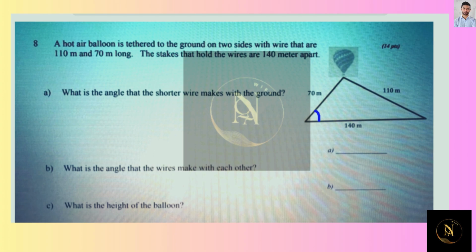All right, so we want to know what angle the shorter wire makes with the ground. I'm just going to label it X. And to do that, we're going to need to use the law of cosines.